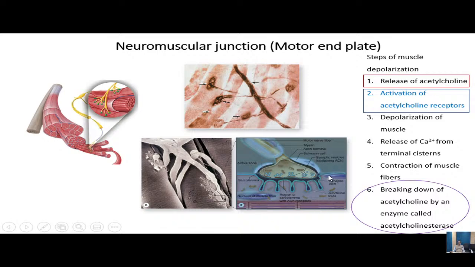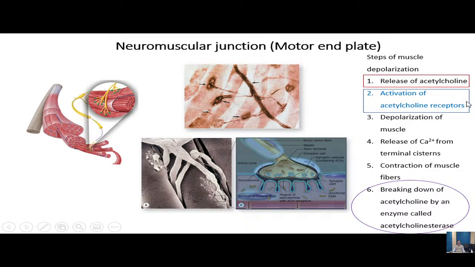So all of you must know what are the components of the neuromuscular junction, and I will just put out the steps of muscle depolarization. First is release. Once the activity comes, there is release of acetylcholine from the vesicles, activation of the acetylcholine receptors on the junctional folds, then there is depolarization of the muscle, release of calcium from terminal cisterns, and then contraction of the muscle fibers, and then with time there is breaking down of this acetylcholine by an enzyme called acetylcholine esterase, so that the muscle can relax after some time.